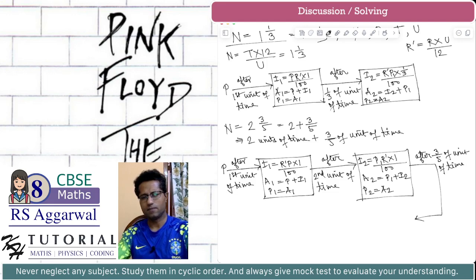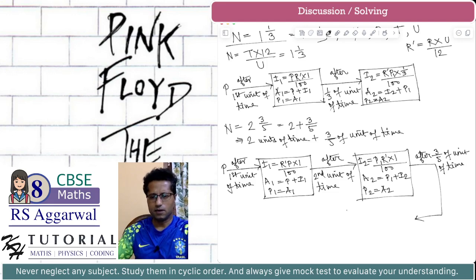we will calculate the first interest after one complete unit of time. We will calculate the interest I2 after another complete unit of time. So that makes 2, and for the 3 by 5 fractional part, it means that we will compute the interest after 3/5 of a unit of time.